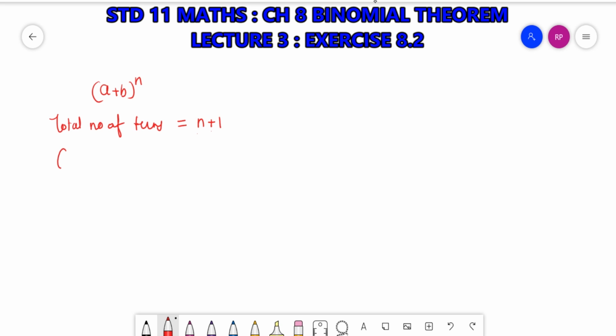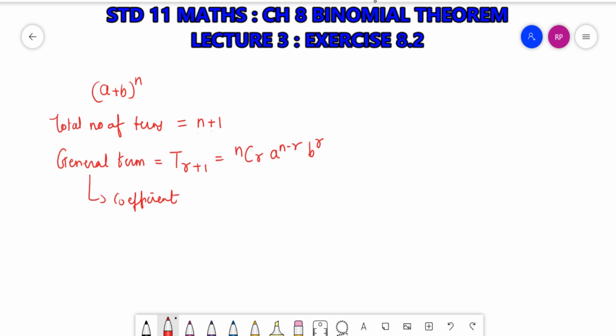The formula for the general term. If the question is asked, give the formula for the general term, then it will be T(r+1) equal to nCr a raised to n minus r, b raised to r. This is the formula for the general term. Okay, so this will be used for the coefficient. It will be used to find out the coefficient.